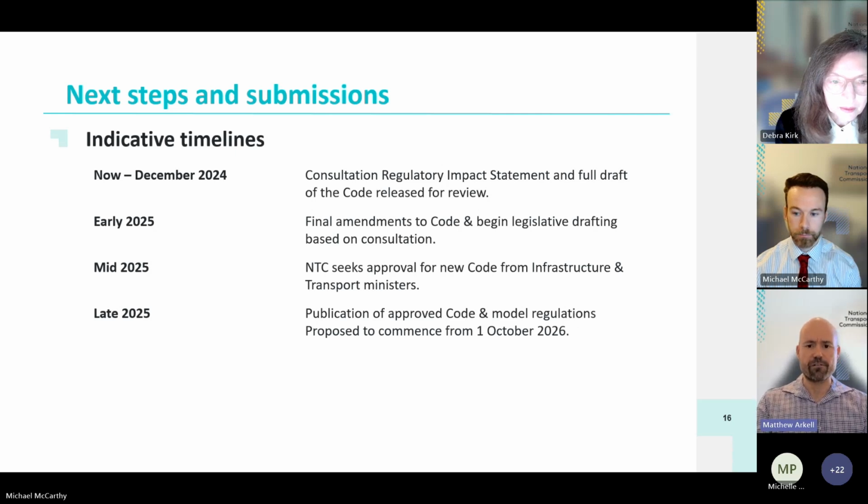So then into early 2025, we start compiling, on the basis of those responses, all of the code changes, and we build it up into a final version of the code for approval. That also will, in parallel, we'll be drafting legislation to enable the code to go into effect. And then in mid-2025, we will be seeking approval for the new code from infrastructure and transport ministers, with a view for the code to being published in late 2025. And we then expect that our intended commencement date for the new code is 1 October 2026. So that's quite a ways down the road, but that aligns with the end of ADG 7.9.